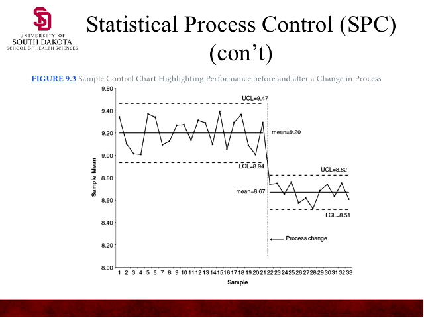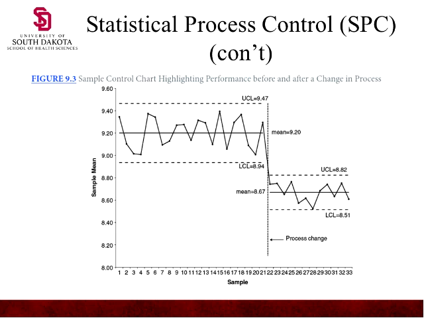So let's look at this. We have a sample control chart highlighting performance before and after change in the process. So there's our before and there's our after. So we're trying to lower this number. This is probably length of stay. So before things were happening, this is what we saw. We made our change, and this is what we saw. We dropped down quite a bit after the change. Well, you can see that there was a change.